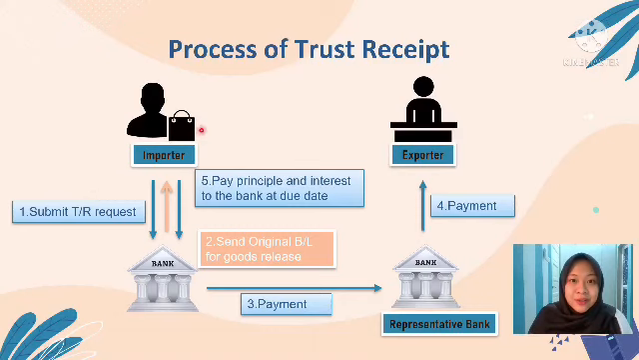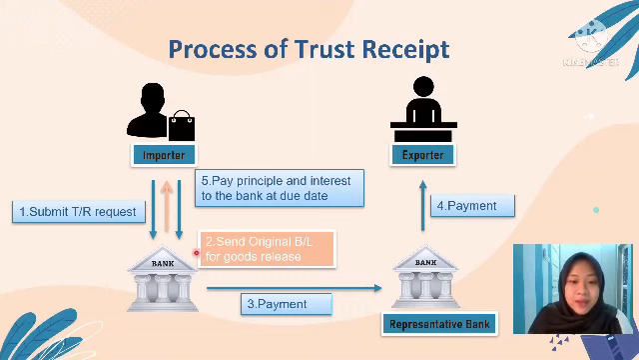Next, we're going to look at the process of trust receipt. Basically, trust receipt involves 4 parties, which are the importer, the importer bank, the exporter, and the exporter bank, also known as the representative bank. The first step is the importer submits the trust receipt request to the bank, and also serves a promissory note to the bank.